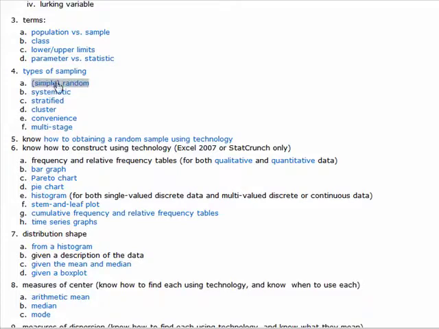Often I'll give an example of a sampling strategy and ask which type it is. So you need to be able to identify those. I really encourage you to look over particularly stratified and cluster. Most people, if they're going to struggle, they struggle with those two.